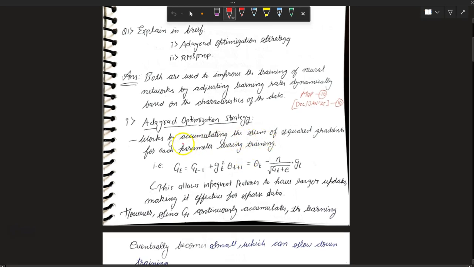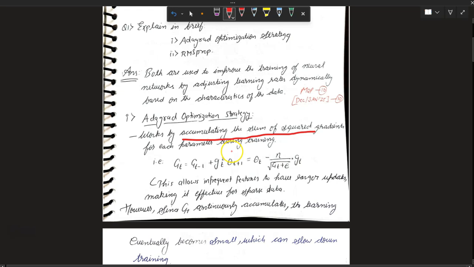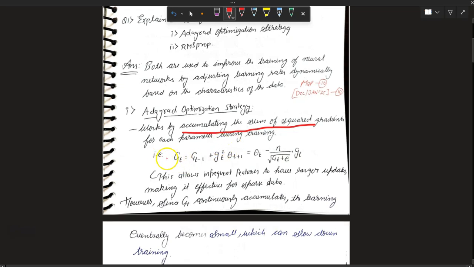So this accumulates the sum of squared gradient. This is gradient and squared. The sum of this squared gradient accumulates at each step. So the equation can be given as Gt equals Gt minus 1 plus gt squared, and theta t plus 1 equals theta t minus eta upon square root of Gt plus epsilon, dot gt.